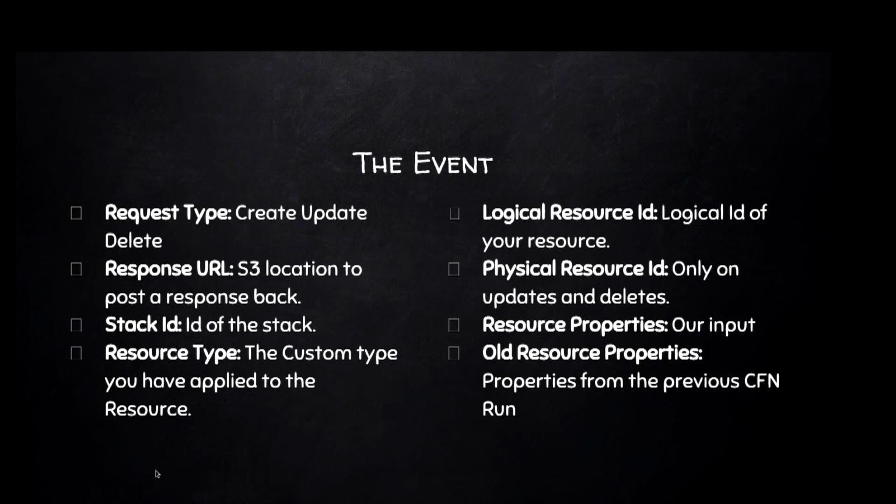So let's talk about the event. CloudFormation passes a few things that we want to talk about through the event. When you use a custom resource in CloudFormation, your event is going to have a request type, which is either going to be a create, update, or delete. It's going to have a response URL, which is the S3 location that you are required to post back a response to. It's going to have the stack ID of the stack that is actually calling the custom resource.